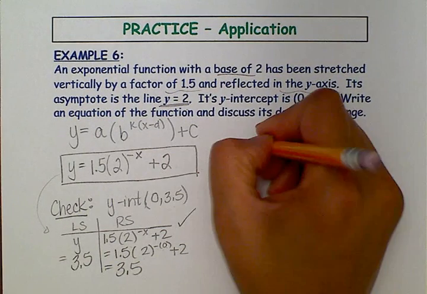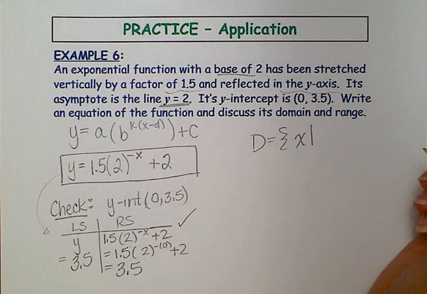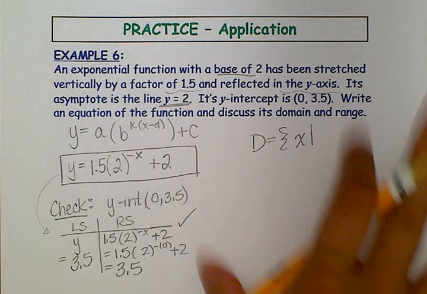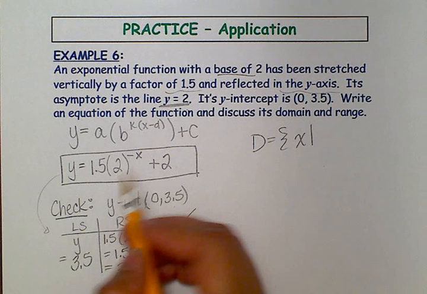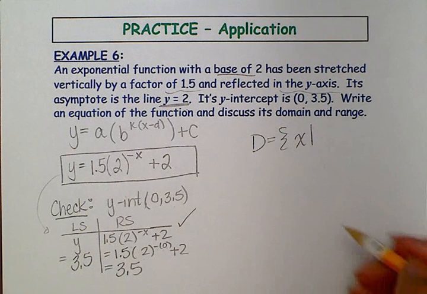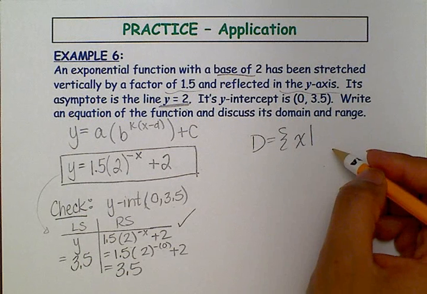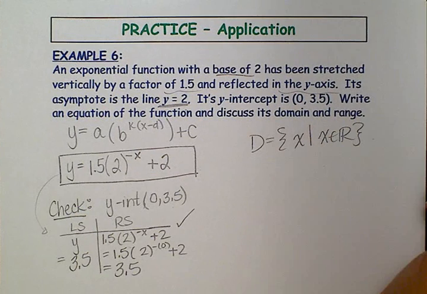So let's take a look at the domain. Because the graph has only gotten a reflection, what that tells me is that instead of going up and to the right, because the base is greater than 1, the graph might be coming down and to the right. And that doesn't actually affect the domain of the function. So that means x is an element of all real numbers, and the domain has not been affected.